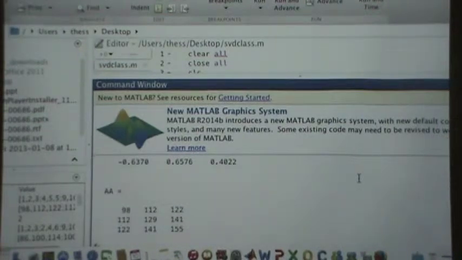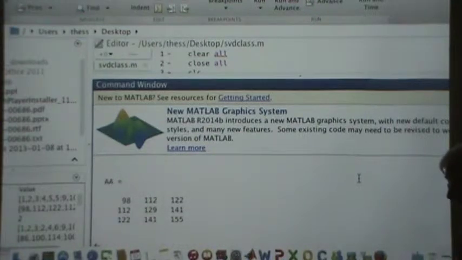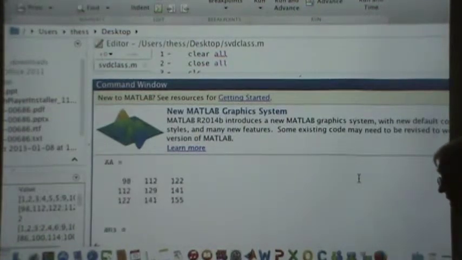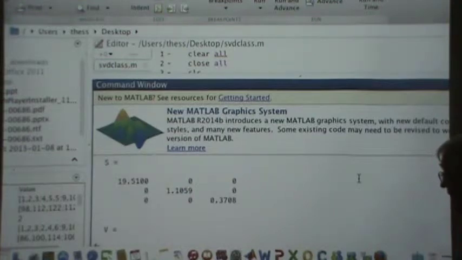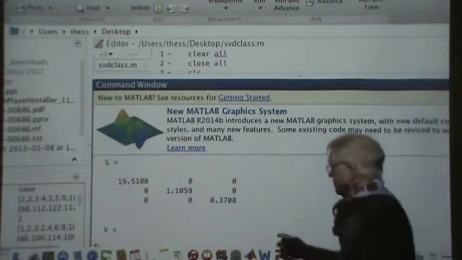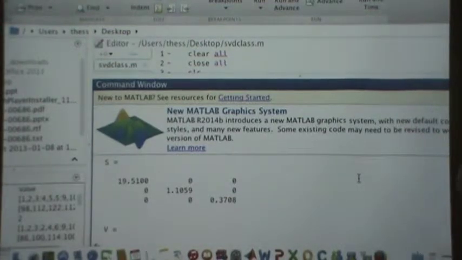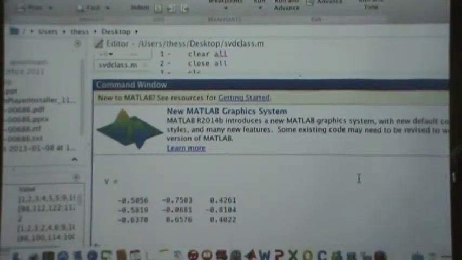So there's AA, that's A dagger A. And then what we see are the square roots of the eigenvalues of A dagger A. And so keep them in mind, 0.37, 1.1, 19 and a half. And now if we go back and look at the singular values, there's 19 and a half, 1.1, 0.37. So you see, that's how the thing works. Now, if we go up here, let's see if we can.